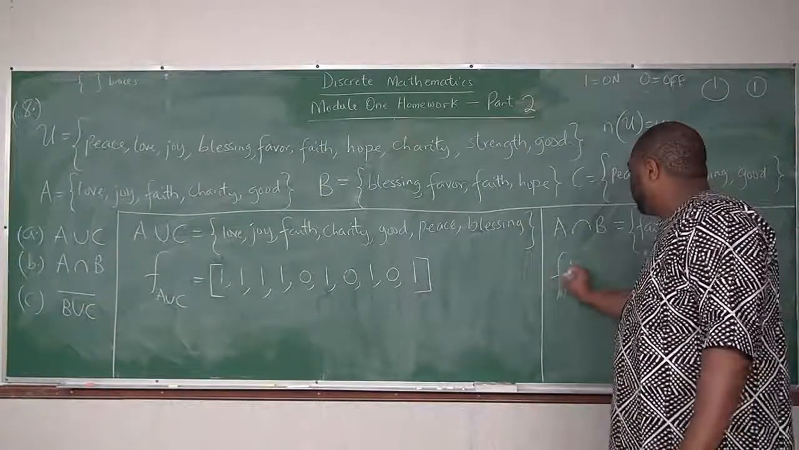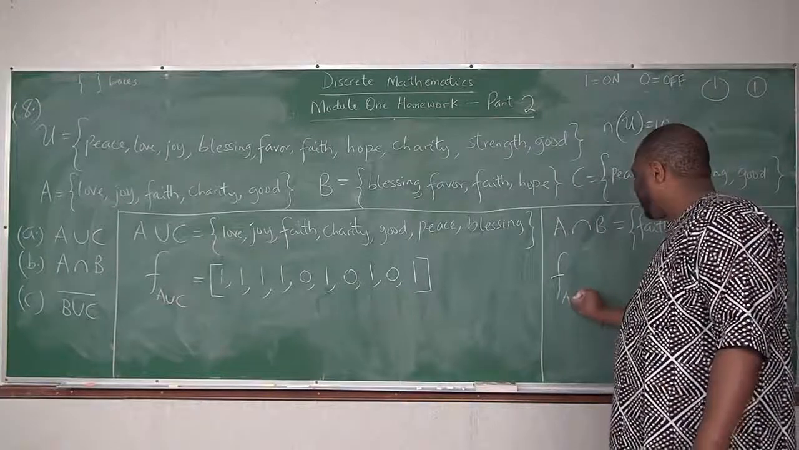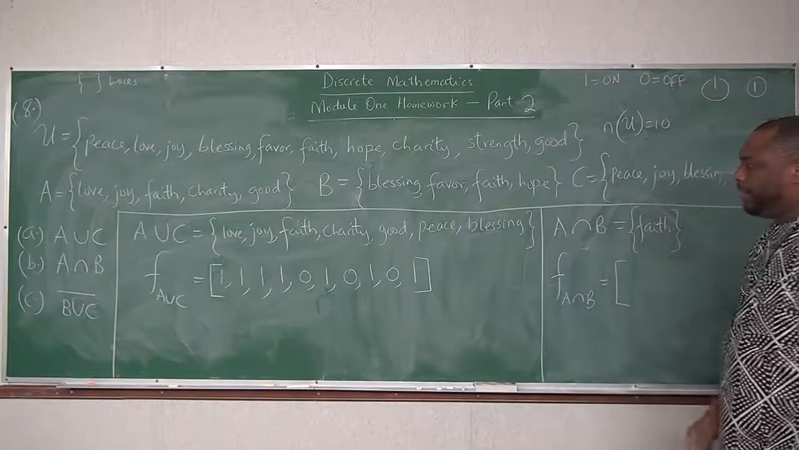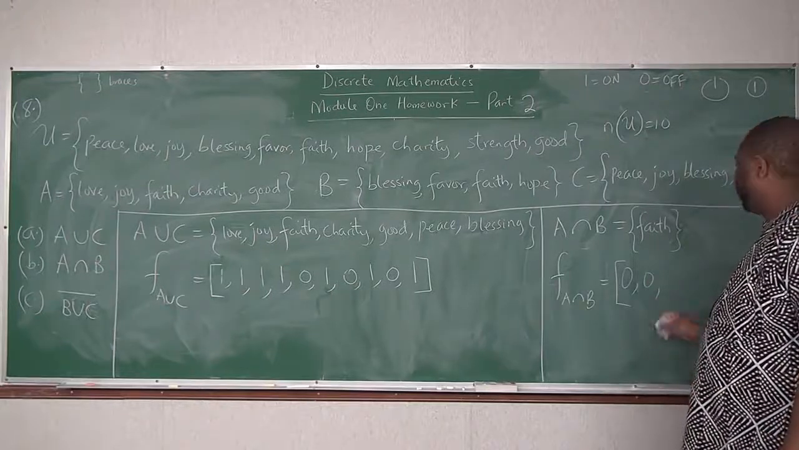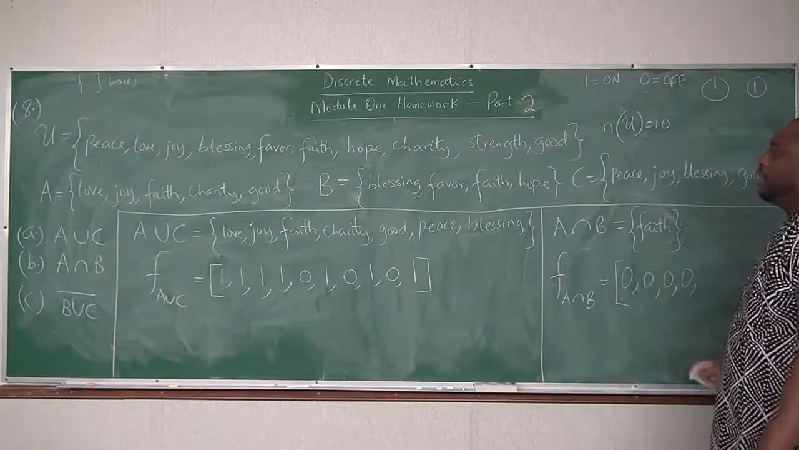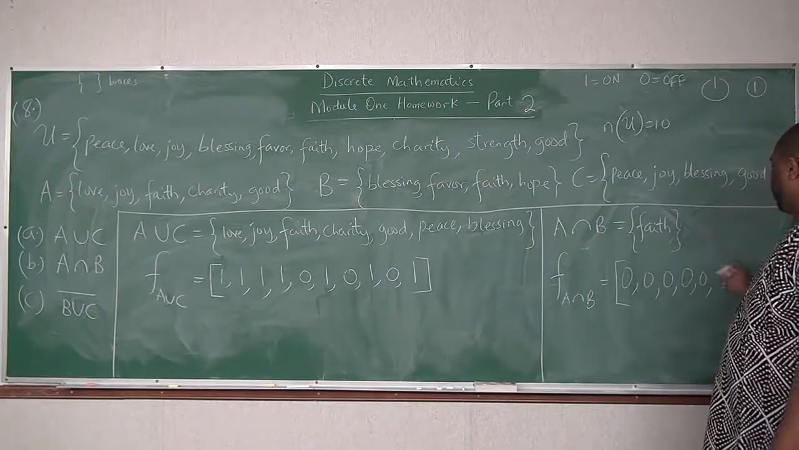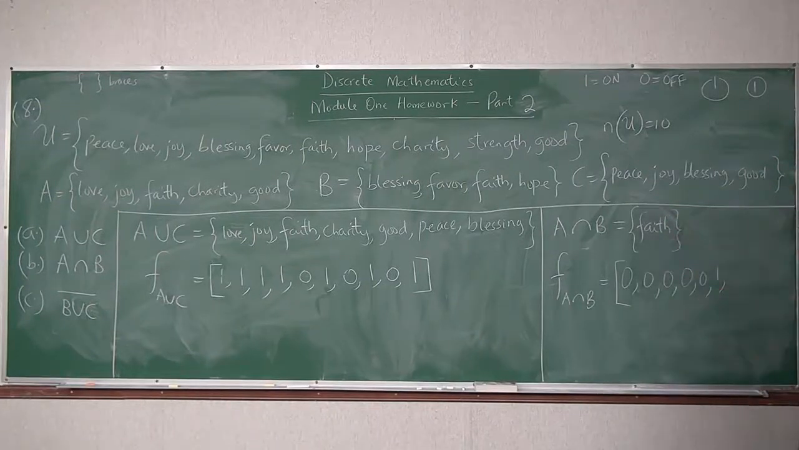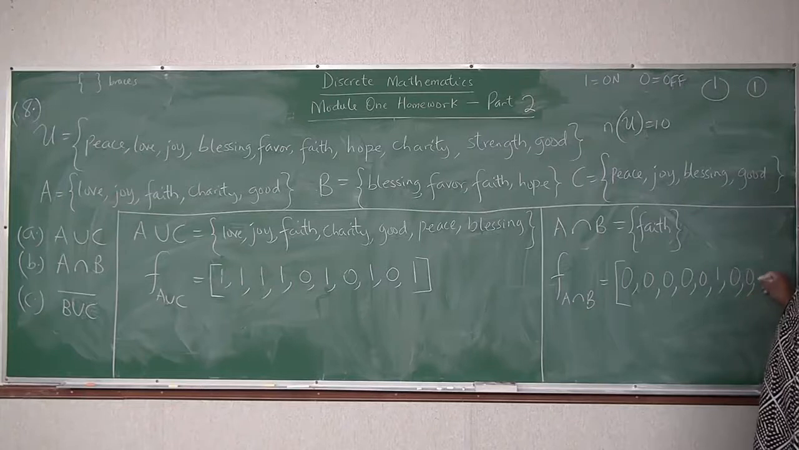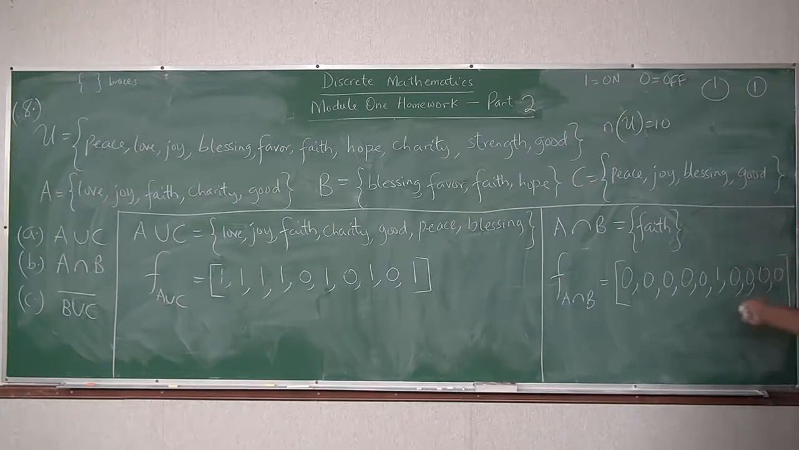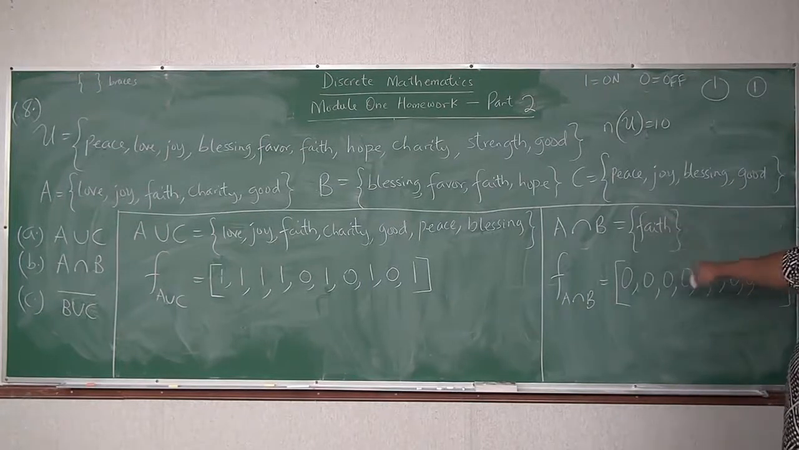Now the characteristic function F subscript A intersect B, we represent that as an array. So peace is no, 0, love, no, 0, joy is not there, blessing, not. Favor, no. Faith, 1, because faith is there. Then hope, 0, is not there. Charity, 0. Strength 0, good 0. And we close it. That is the characteristic function, representing this as an array with zeros and ones.